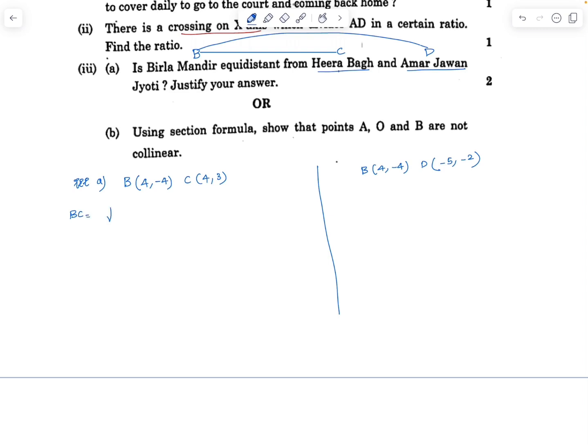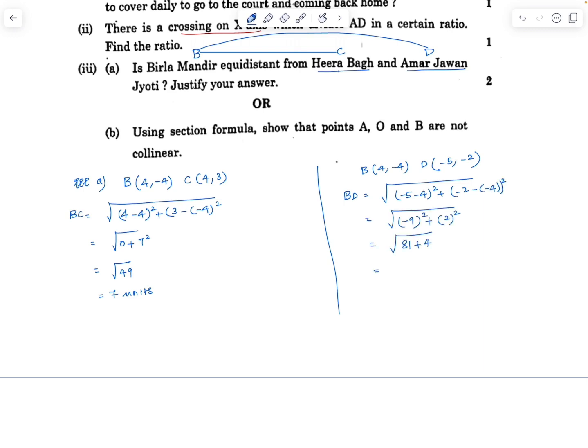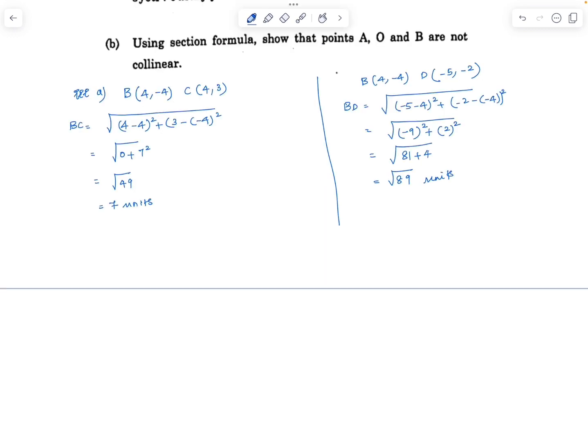BC is equal to square root of 4 minus 4 the whole square plus 3 minus 4 the whole square, that is root 49, which is 7 units. BD is equal to root of minus 5 minus 4 the whole square plus minus 2 minus of minus 4 the whole square, which is root 89. BD is not equal to BC. Therefore, B is not equidistant from C and D. That was part A of the third question.